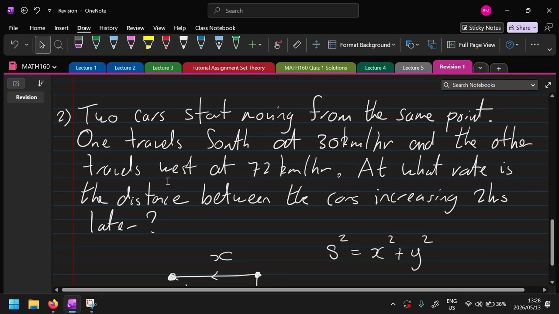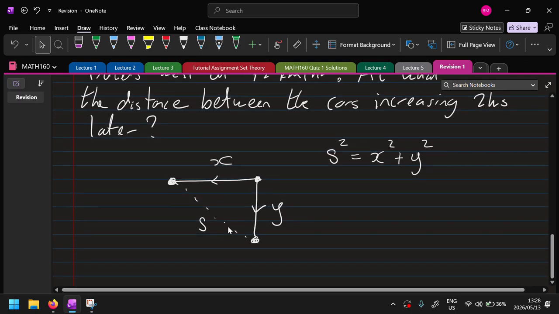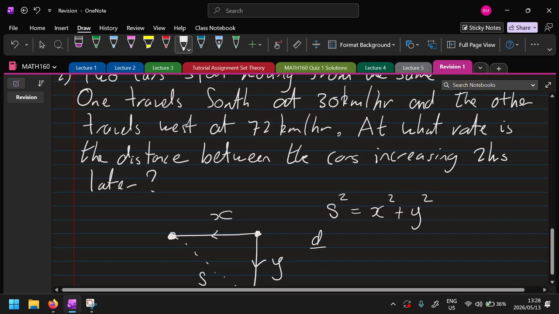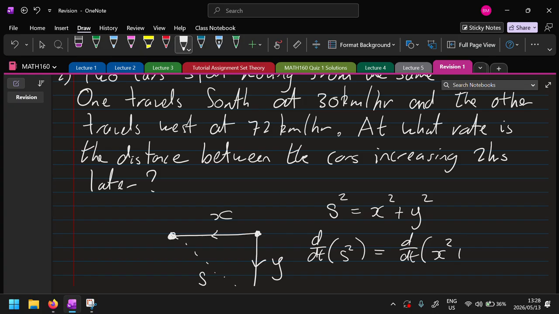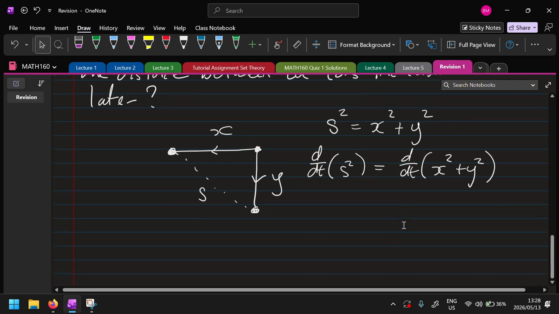What do we want? We want the rate of change of the distance between them. We want ds by dt. So there's s over there. We want ds by dt, so let's do d by dt on both sides. Okay, if you did this yesterday, you should be happy. You've got part marks so far.